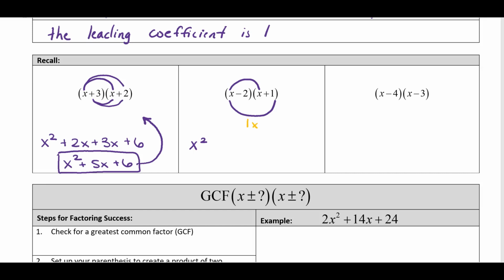Okay, and notice I'm not writing it down here with my x squared because my final answer is what I'm going to write down there. So then I'm going to multiply my negative 2 times x, but again, instead of taking it to the top, I'm going to multiply it on the bottom. So negative 2 times x is negative 2x. Okay, and then finally, I'm going to do my negative 2 times my 1, but this time I'm going to take it to the top. So negative 2 times 1 is negative 2. So in my trinomial here, I can already see my middle term is going to be negative 2 plus 1, which is negative x. And then again, I had negative 2 times 1, which is negative 2.